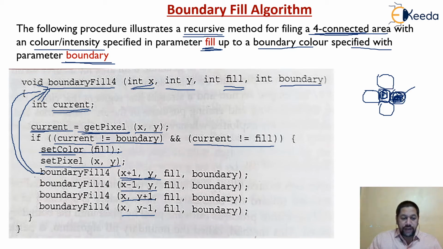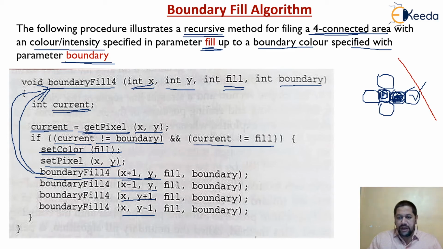Again I come to this side, again I will call boundary fill x plus 1. So now this is my current pixel, again I am going to pass its x plus 1 comma y, meaning this pixel. Now I'm going to pass this pixel recursively. Okay, and in this way the procedure will continue recursively. When will it stop? Suppose this is red, assume this is my triangle and this is my boundary.